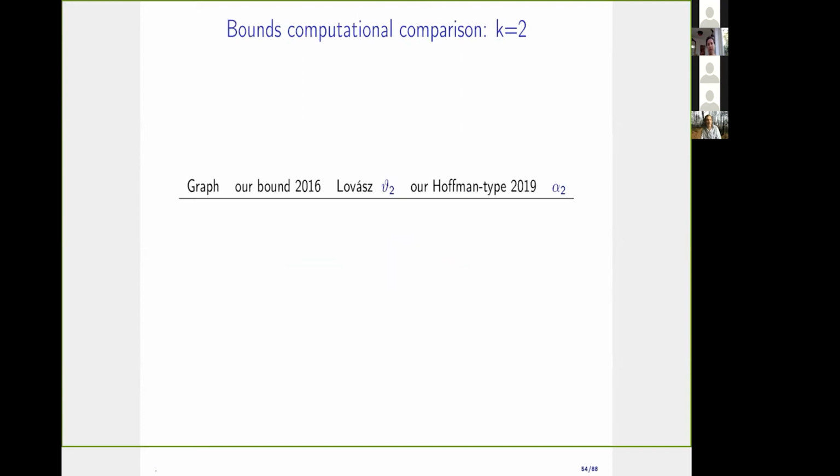So the coming computational results I will show compare the best bounds known for alpha_k, for k equals 2, for small k. We're going to be looking at graphs which are named graphs in Sage, and then we're going to check how our bound compares with the Lovász bound, so this theta_2, and how this compares also with our newer, more generic bound from 2019, and then with the actual value of alpha_2. Right? I will tell you in a second why I'm comparing with the Lovász theta bound.